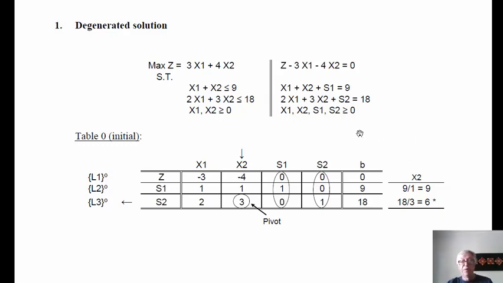The purpose of doing this classification is that in this way we are able to extract a solution. For example, if we consider x1 and x2 as 0 in these expressions, we can extract immediately that s1 is 9, s2 is 18, and z is 0. And in this way we are also able to say that this solution is not optimal.